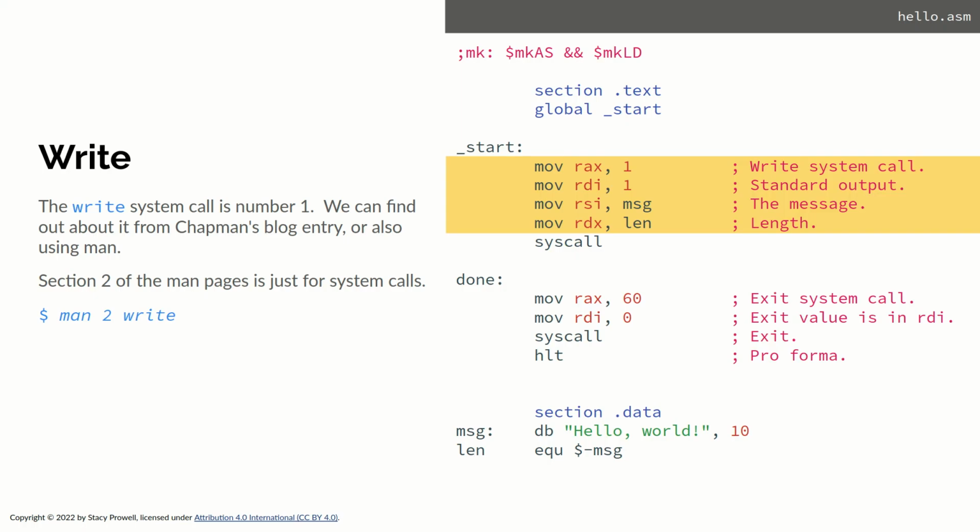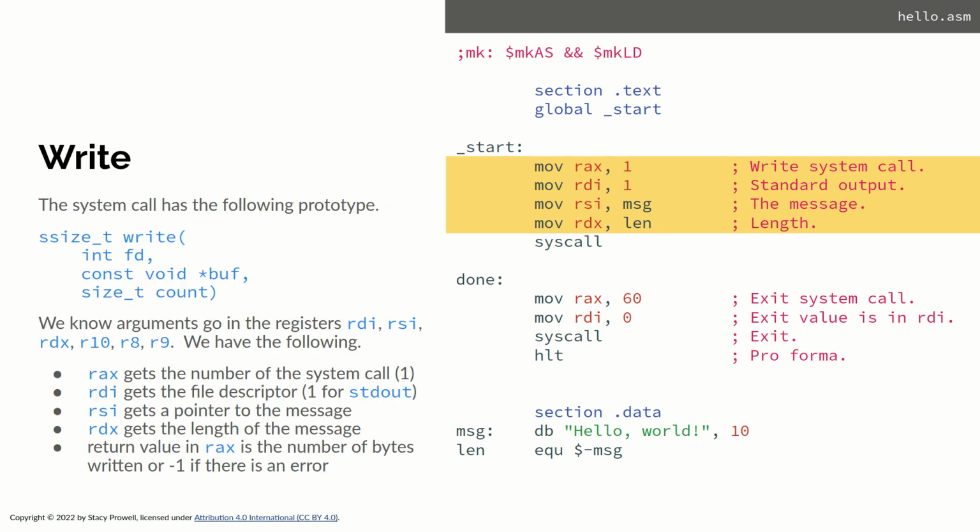All right. We've beaten the daylights out of sections. Let's go back and talk about that code. So here we are. We have our write system call, number 1. Standard output is 1. Our message is stored at this address. There it is. So I move the address of message into RSI. I put the length in RDX. And I do the system call.